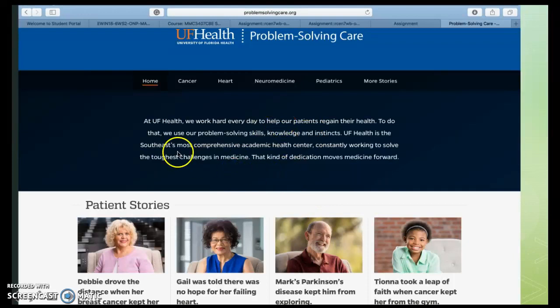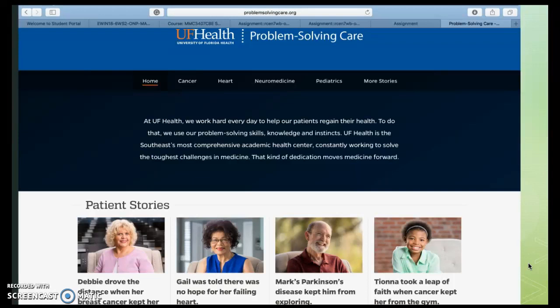So something as simple as giving a mission statement of UF Health and what they're backing, and then showing these 4 patients that UF Health had, and then giving a little bit of a caption about what their diagnosis was and their stories, and then giving you interactive links where you can pick what stories you want to read.